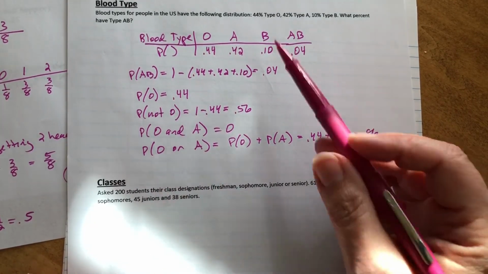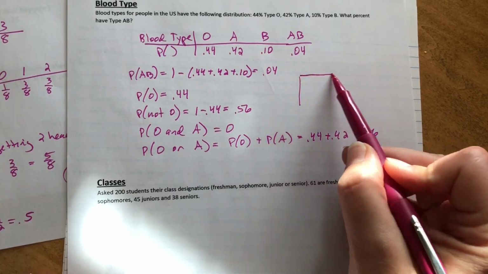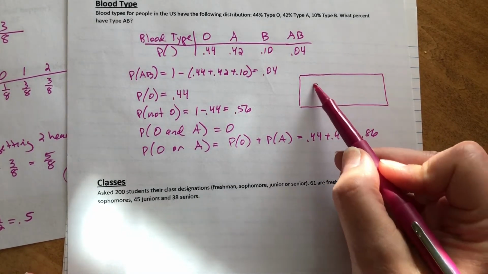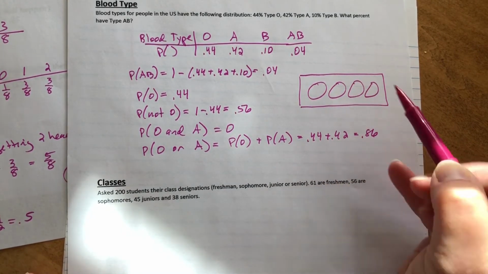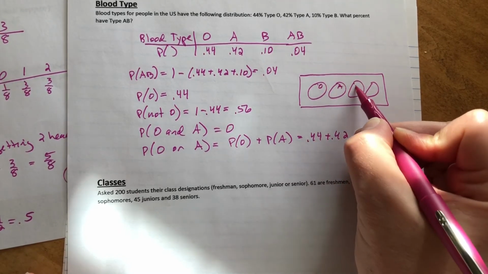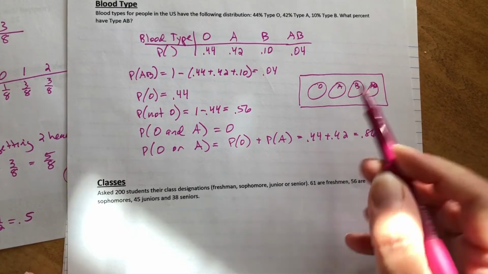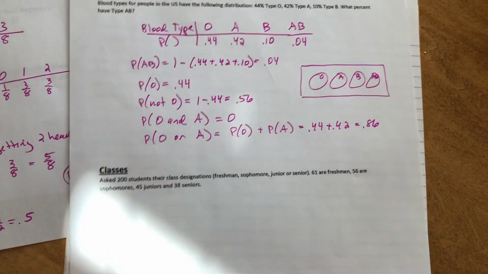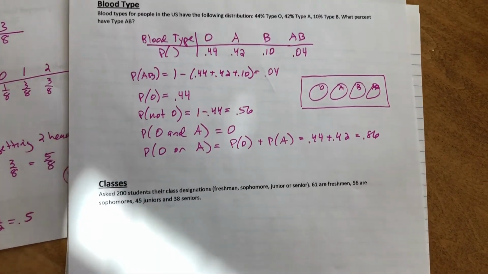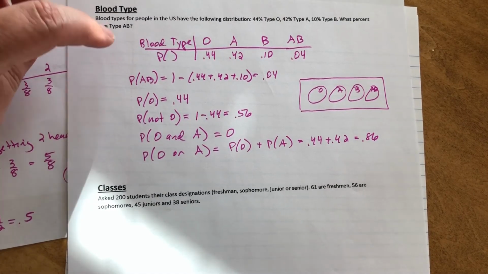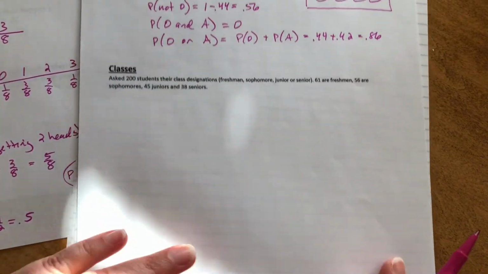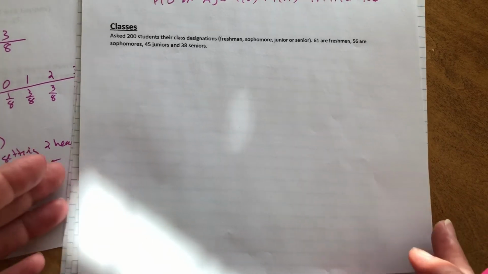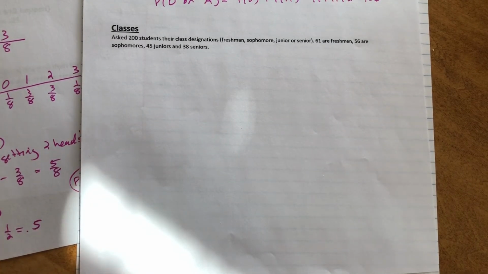And if you think about mutually exclusive events from a Venn diagram, there's no overlap. I would just have the 4 bubbles with the different types of blood. And there's no overlap because nobody can have both types of blood or 2 types of blood. Okay. All right, let's do one more example. This one had our proportions. Let's do one where we're given counts, so we have to figure out our proportions.